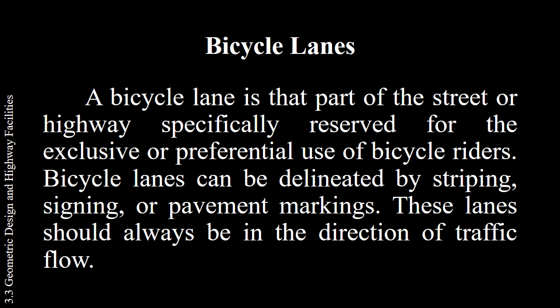Bicycle lanes. A bicycle lane is that part of the street or highway specially reserved for the exclusive or preferential use of bicycle riders. Bicycle lanes can be delineated by striping, signing, or paving markings. These lanes should always be in the direction of traffic.